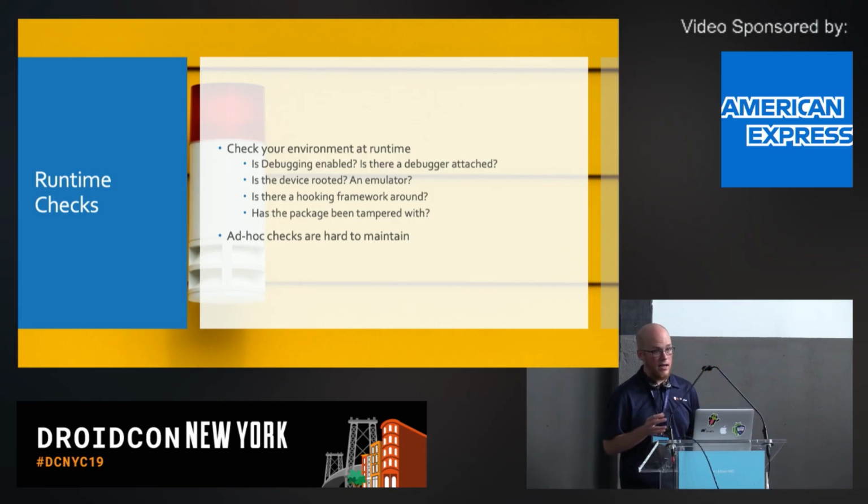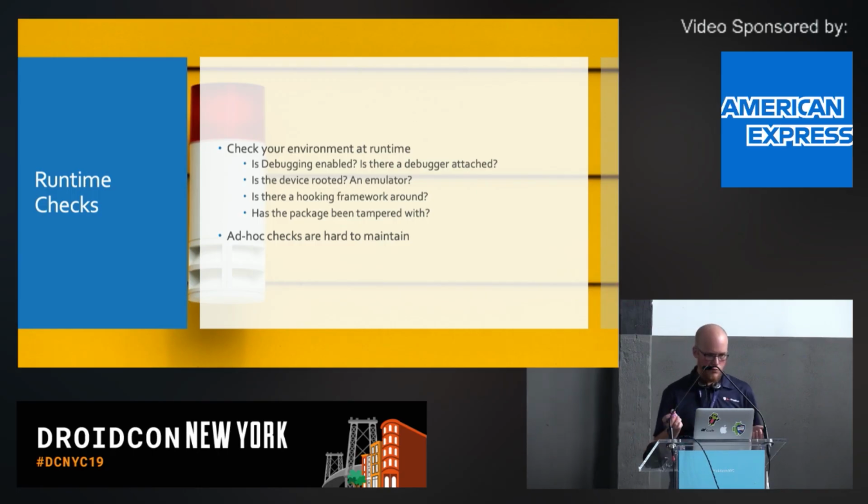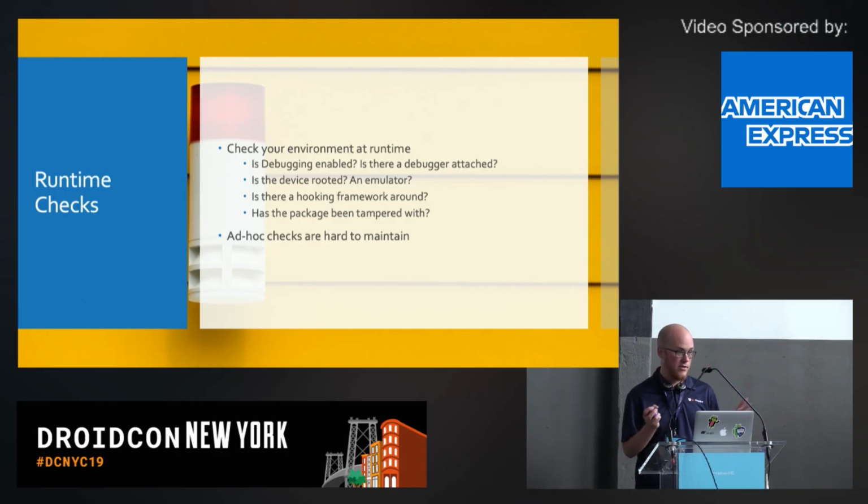So you can write ad hoc checks. It's certainly possible to write a root check that looks for su in locations that you expect it to be on a rooted device, but really those are hard to maintain in general. Naive root checks are pretty easily circumvented. There are a lot of tools for doing so. If you've heard of SuHide or Magisk, they're there to essentially let people run banking apps or Pokemon Go, whatever you want on their rooted devices.